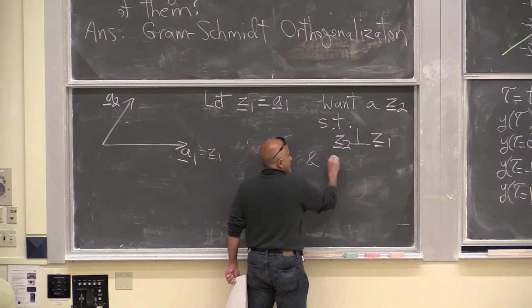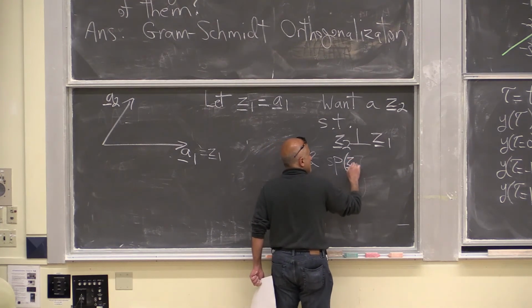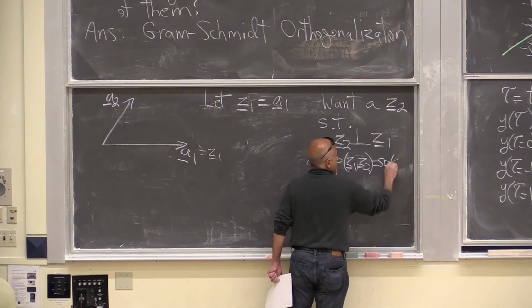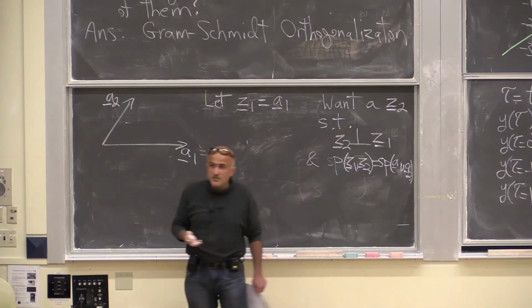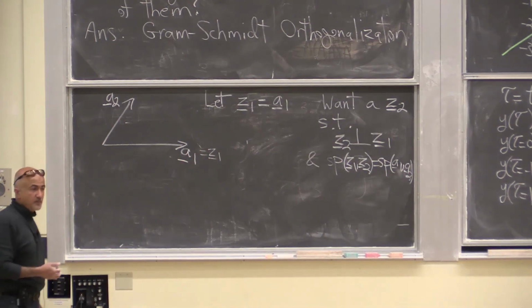And we want the span of z1 and z2 to be the same as the span of a1 and a2. Right? Otherwise, there's no point. We want to stay in the same subspace.